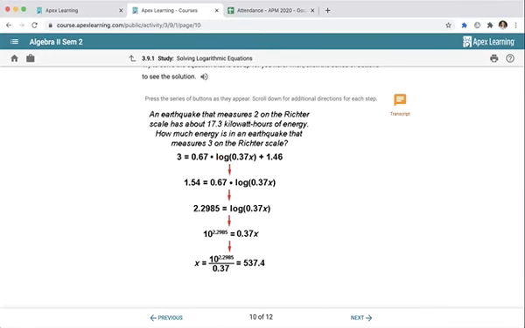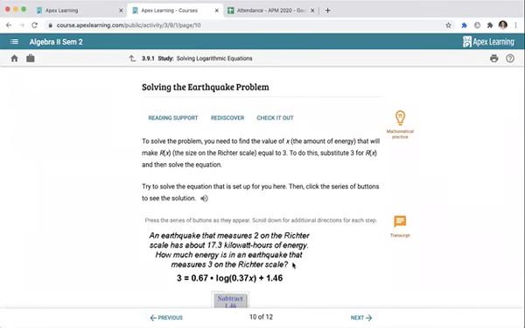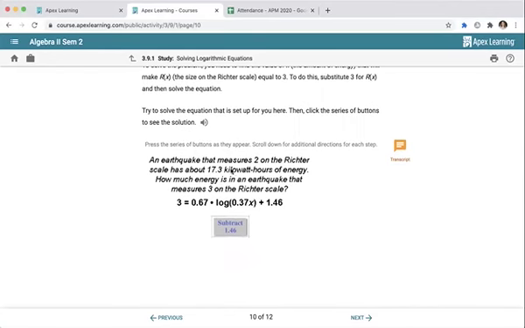Then obviously the next step was to take the difference between the 2 on the Richter scale versus the 3. So again, that would be where we subtract 570 something, I can't remember exactly, by our 17.3 here.